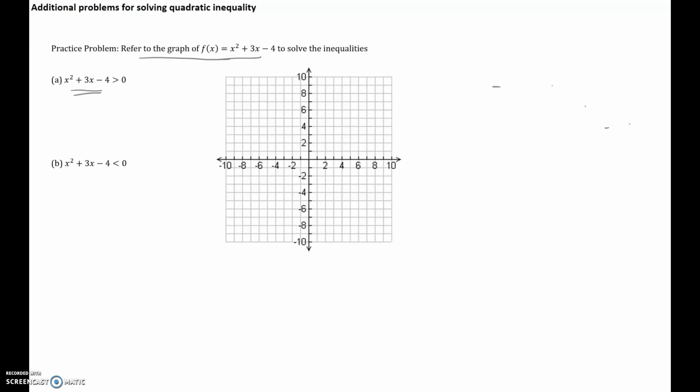In this video, I will be showing you how to solve a quadratic inequality using the graph. So the first part is x squared plus 3x minus 4 more than 0. Second part is x squared plus 3x minus 4 less than 0. Any inequality of the type ax squared plus bx plus c more than or equal to 0, or less than or equal to 0, or more than 0, or less than 0 is a quadratic inequality.